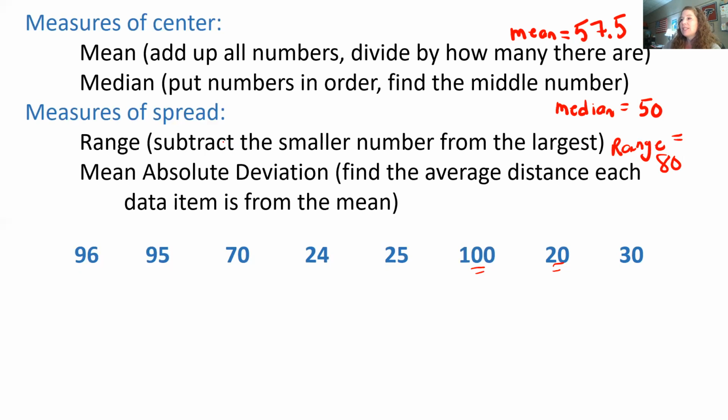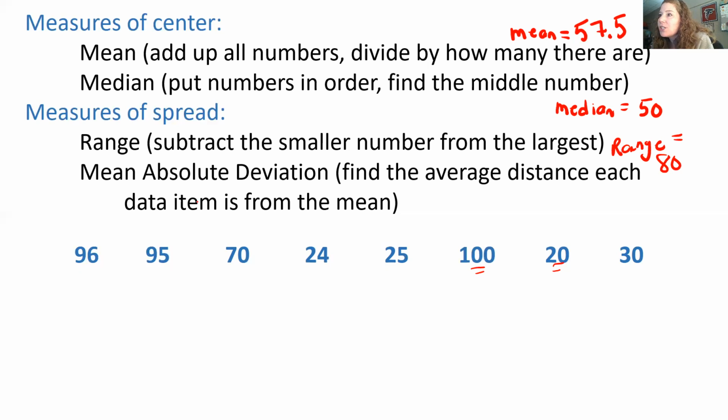Now, the mean absolute deviation is an average of how far each data item is from the mean, okay? So let's say we had another student who also made a 57.5, and that student also has 8 grades, but their lowest grade was a 50 and their highest grade was a 64. If they have an average of 57.5, and they only have a range of 14 from 50 to 64, that means that they are very, very consistent. The data is not very varied.